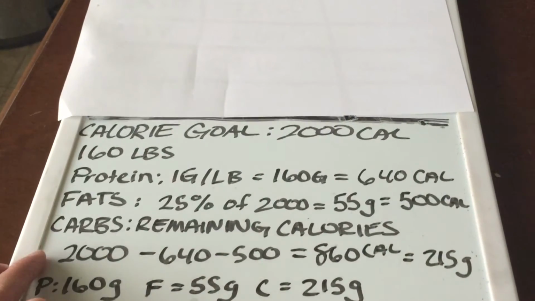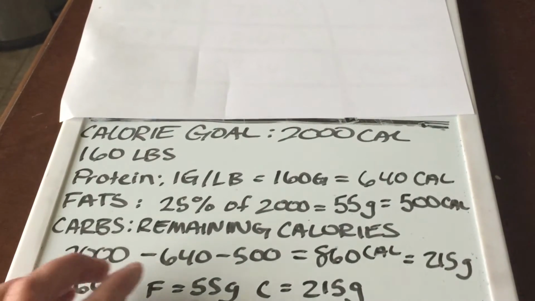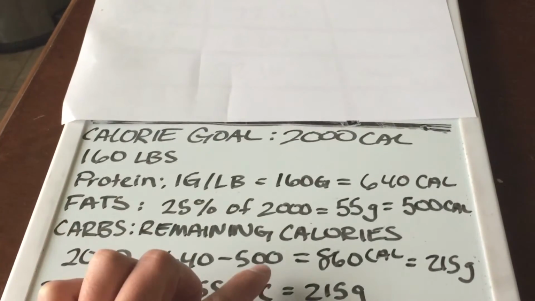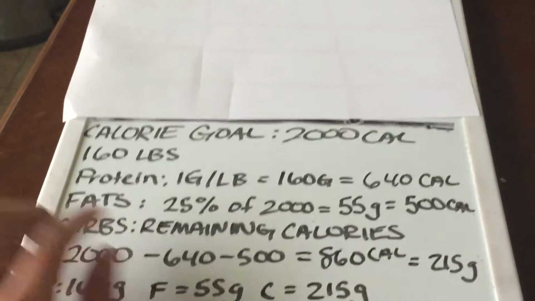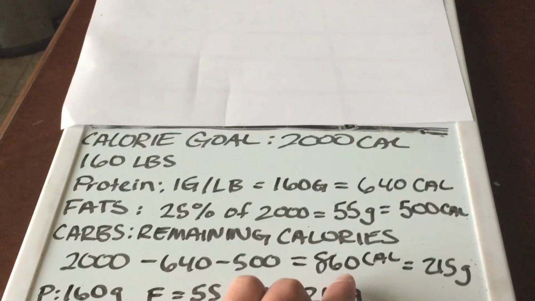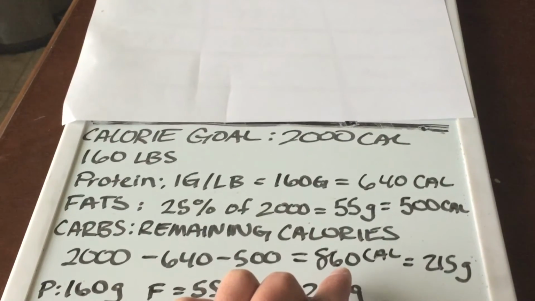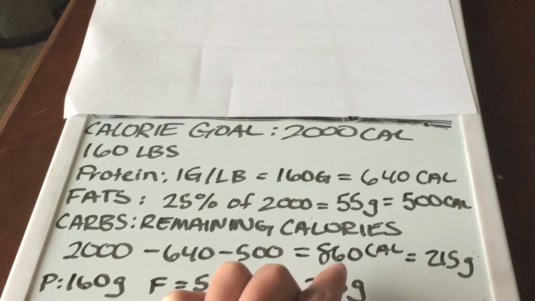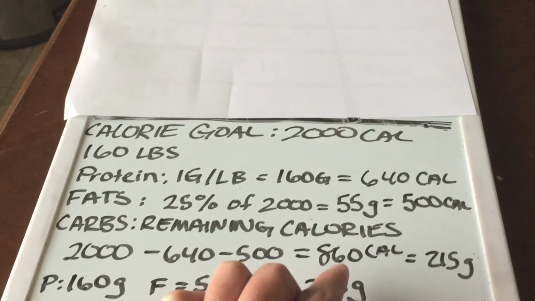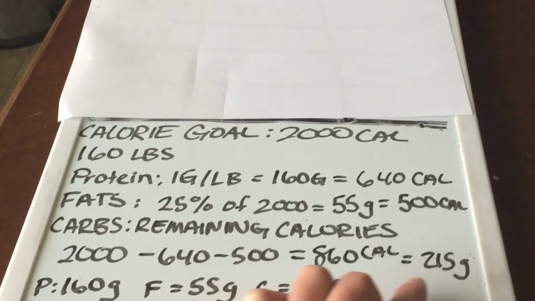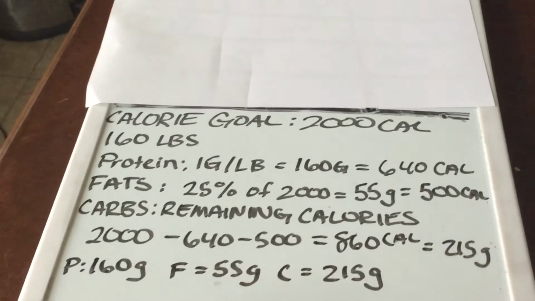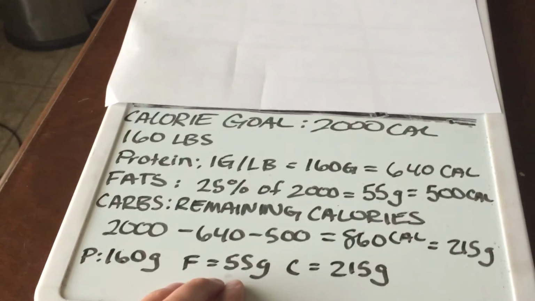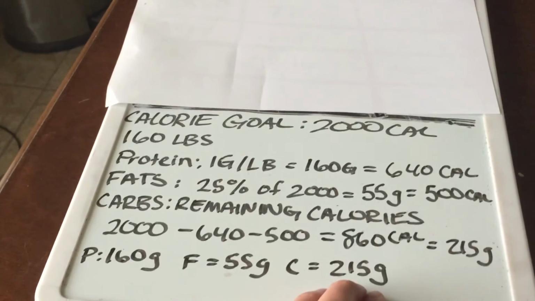We started out with 2000, then we subtract 640 calories from the protein, then 500 calories from the fats. That gives us 860 calories left. Then we divide that by 4 because remember, carbohydrates are 4 calories per gram. When we divide that by 4, we get 215 grams. That gives us 160 grams of protein, 55 grams of fat, and 215 grams of carbs.